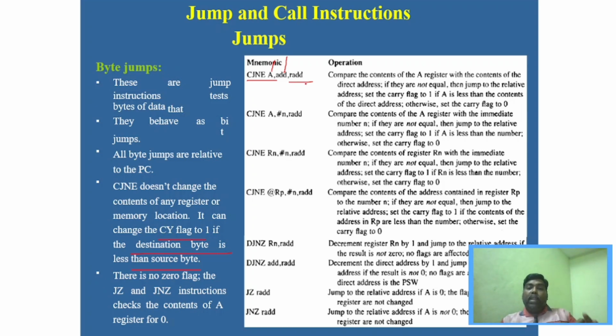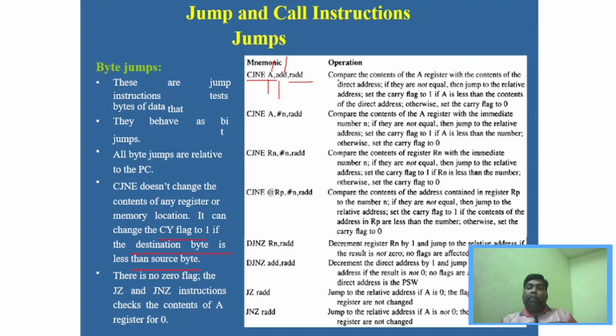If this is not equal, then we have to jump to this particular address, and predominantly you have to do one particular thing. This is the destination and this is the source. If A is lesser than this particular source, then the carry flag has to be set to 1. I repeat this again. CJNE is nothing but compare and jump if not equal. That is the instruction. So this is the relative address where we have to jump. This is the accumulator and this is the address. So here it will just compare A and the address, and it will jump to this particular address if it is not equal.